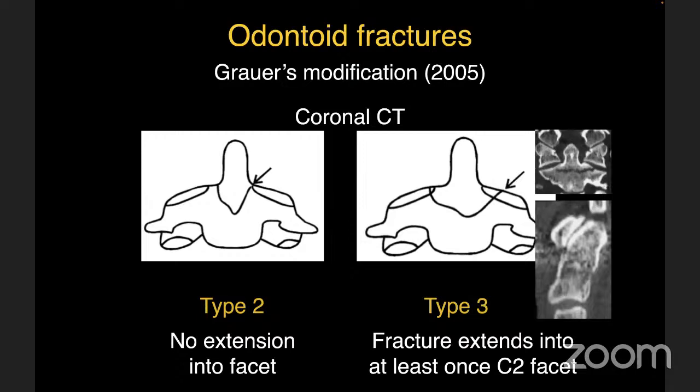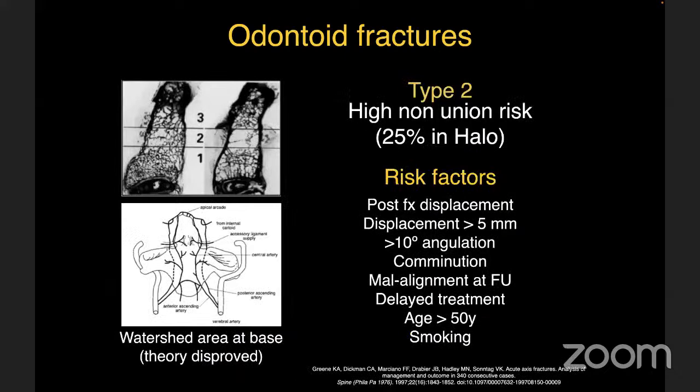type 3 fracture because the surface area for healing for this kind of a fracture is wide and it's more likely to heal than a fracture that happens exactly at the waist of the odontoid, which is a true type 2 fracture because they have a higher chance of non-union even if you keep them in halo, about 25% chance. And these are all the several risk factors for it.